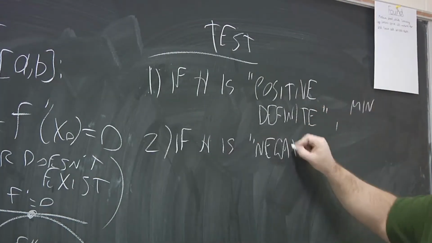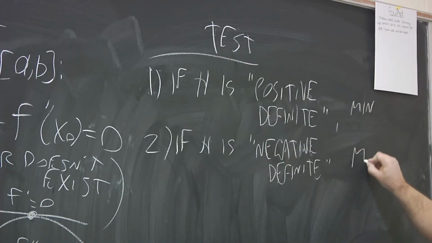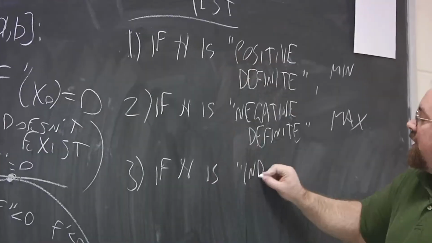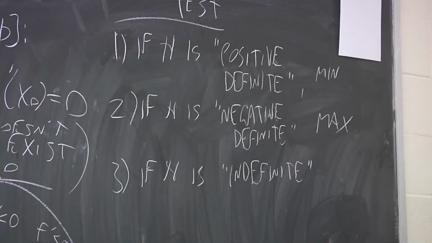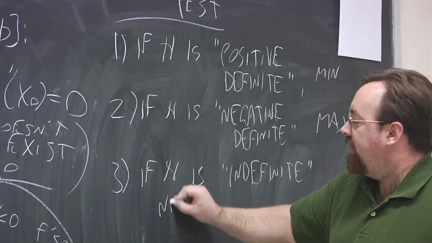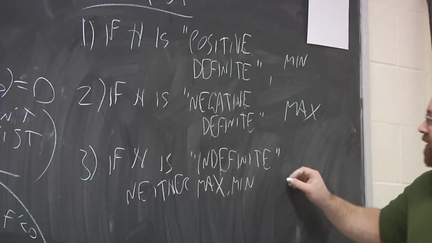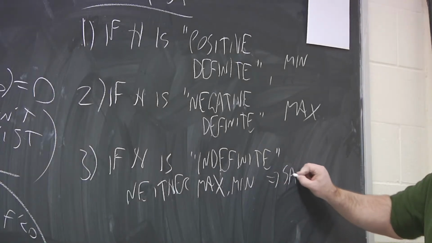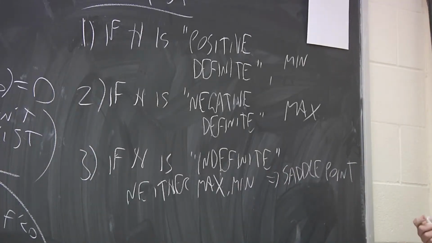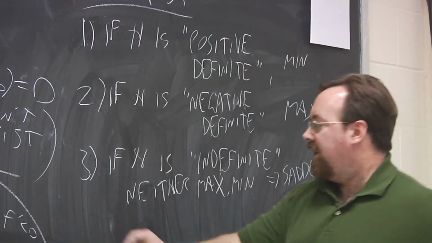If H is called negative definite, that's a max. If H is indefinite, then what you have is neither max nor min. What you have is a saddle point. Saddle point means that the function is actually increasing along some directions and decreasing along others. So you end up having a graph that looks kind of like a saddle in some cases. We'll draw what that is as we go.